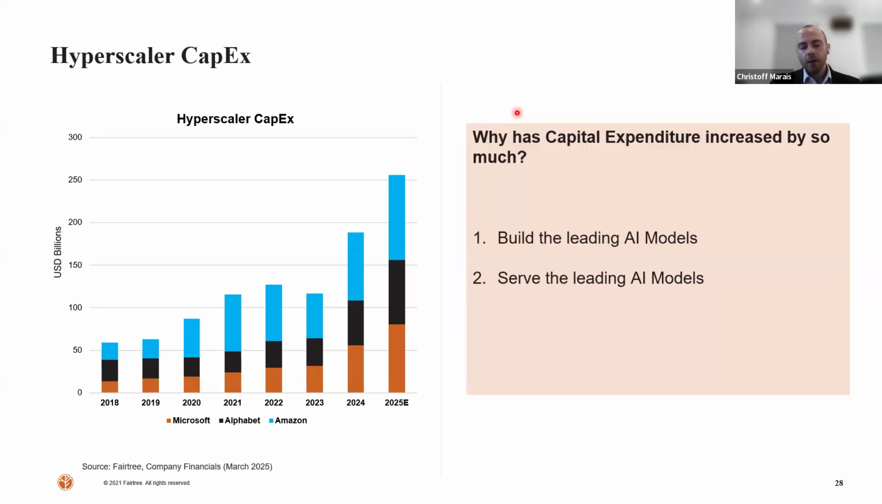And just to emphasize, this slide shows why the companies are spending this CapEx. There are two main components to it. The first part is being able to build the leading AI models, or a model that can fulfill the necessary use cases for companies to adopt. The second part is serving the leading models, which is driving a lot of the CapEx currently. These companies are building data centers all over the world to be able to serve future AI demand as uptake by companies starts in the future.